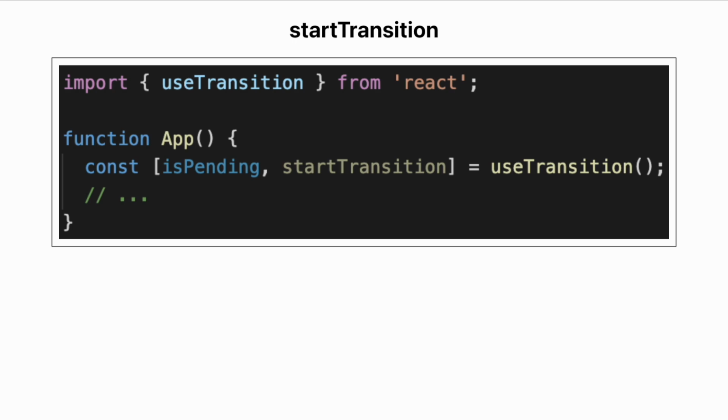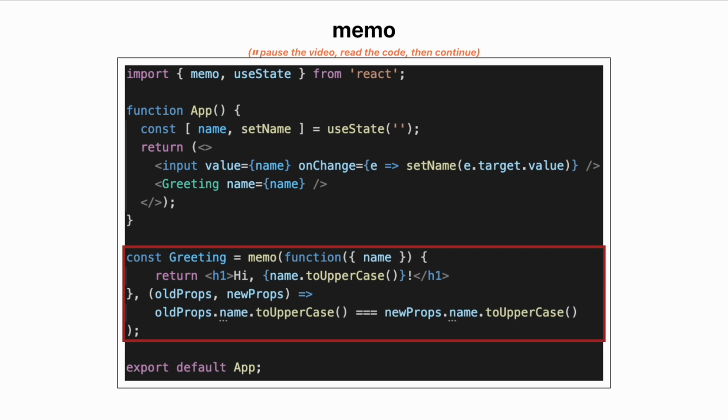Noted. When do we need the memo API? Whenever a component is re-rendered, its children components are also re-rendered. Memo lets you skip re-rendering a component when its props are unchanged.